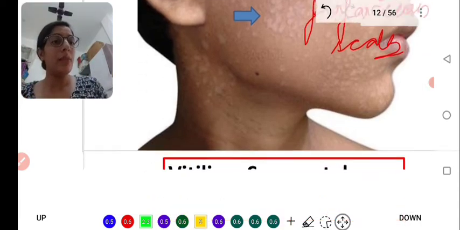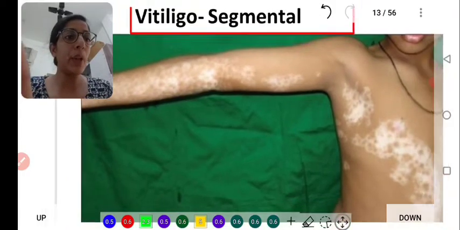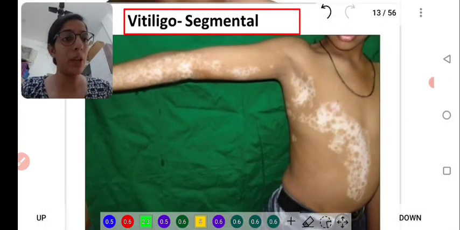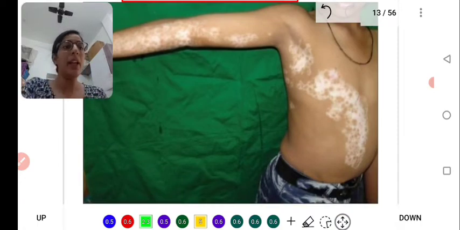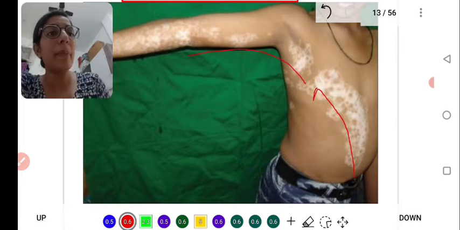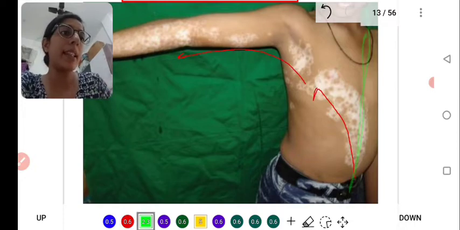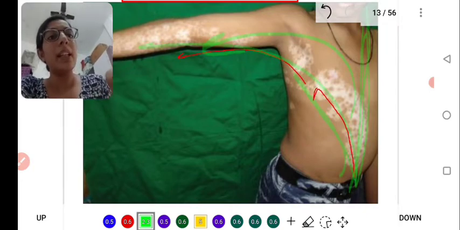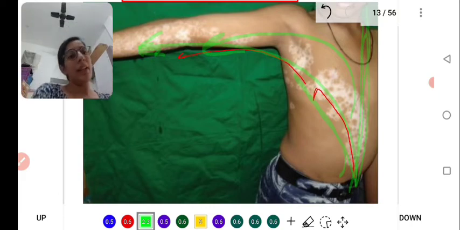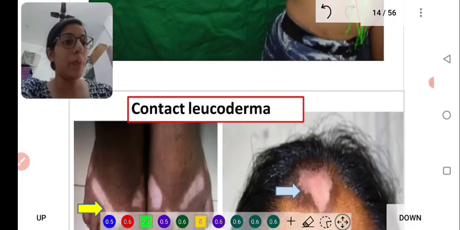Okay, let's move towards the next image. Vitiligo is depigmentation. When you see this, the pigment change is particularly involving a segment of the body part. When I divide the body into two halves from the midline, I realize this is present only in this half of the portion, in a particular segmental line. That's why it is known as segmental vitiligo. These questions were already asked in your previous examinations, so be attentive.